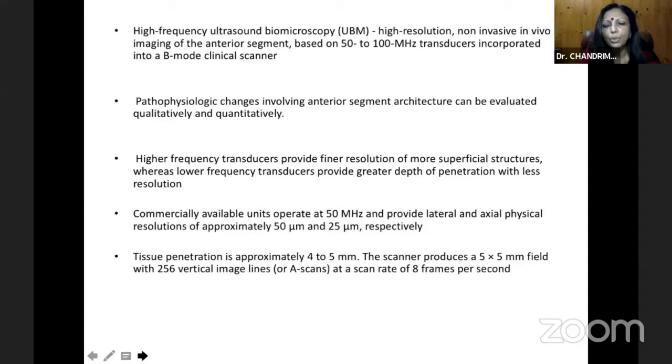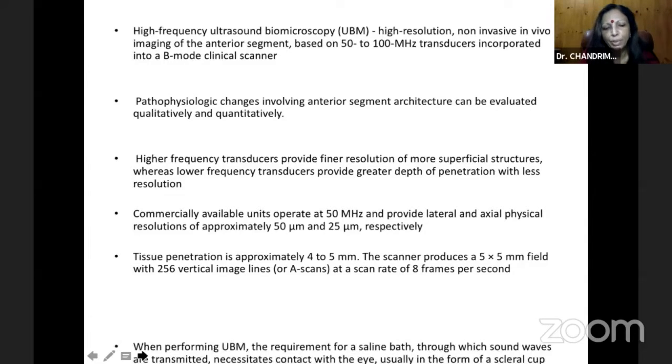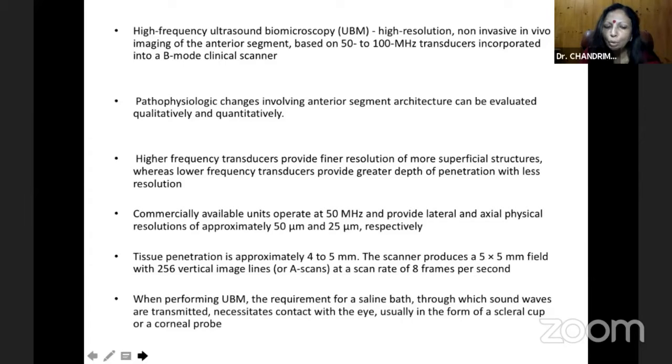The scanner produces a 5 by 5 millimeter field with 256 vertical image lines or A-scans at a scan rate of 8 frames per second. When performing the UBM, the requirement for a saline bath through which sound waves are transmitted necessitates contact with the eye, usually in the form of a scleral cup or a corneal probe.